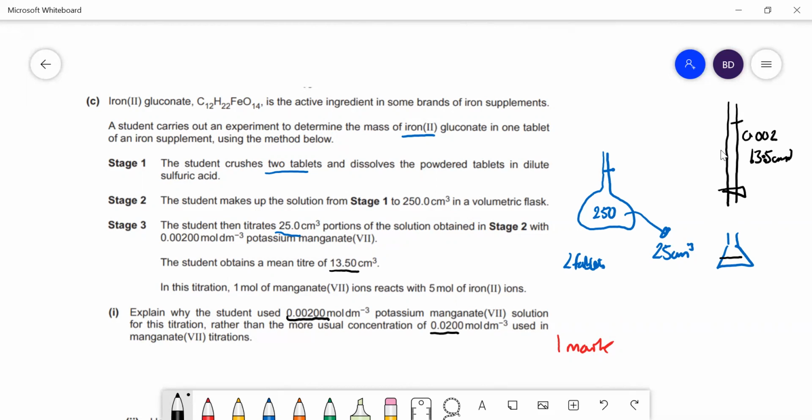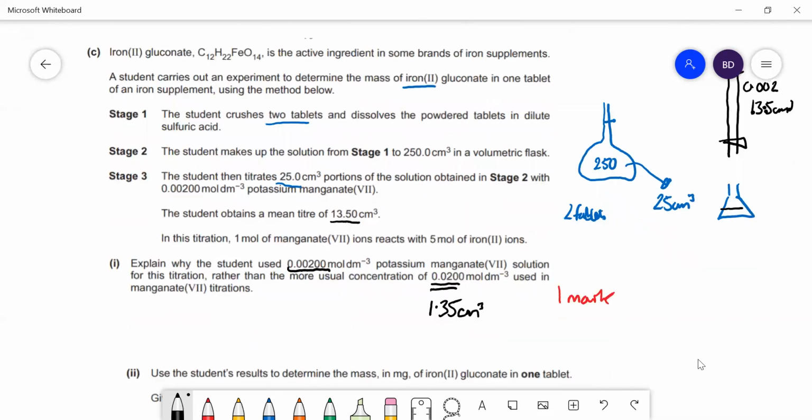If they'd used a concentration 10 times higher, then the titer would have been 1.35. It would have been a tenth, wouldn't it? And that leads to a large percentage error, because you're measuring such a small volume. So you need to use a more dilute solution of manganate to get a bigger titer. 1 mark, that's all you need to say there.